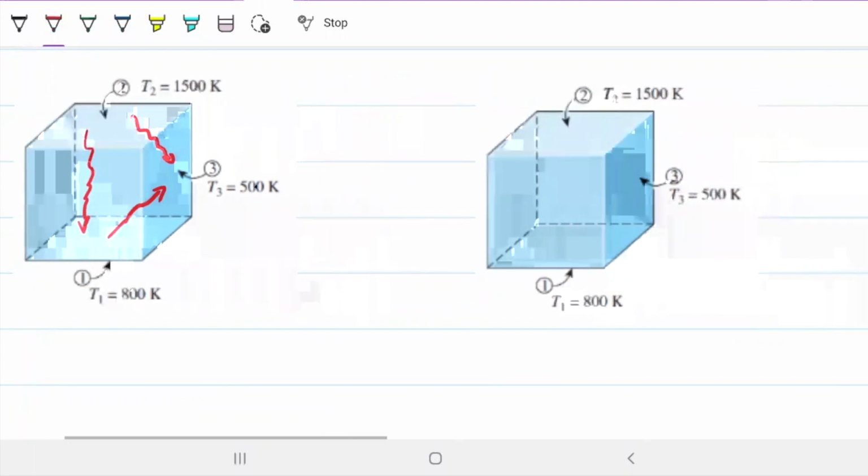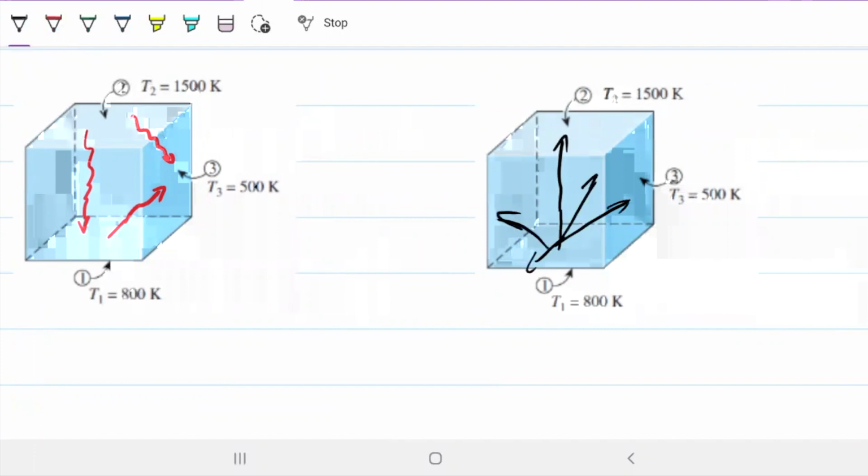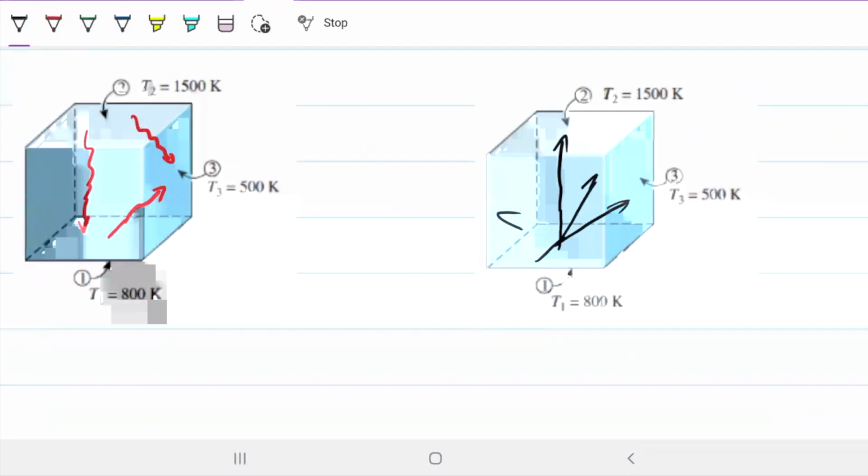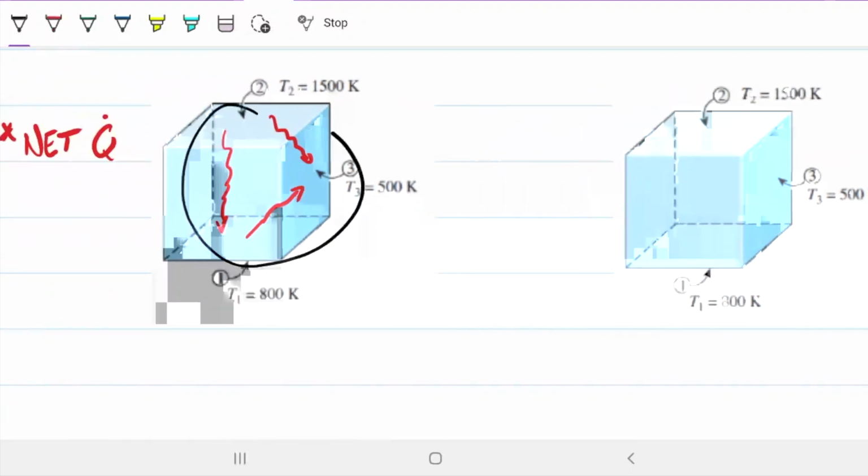In reality, as we talked about, this surface is going to be sending energy to this one, to this one, and to this one, but it will also be receiving more energy from the one here. So instead of putting all these arrows back and forth, we just eliminate the ones that are the same and keep the difference, which is the Q net.